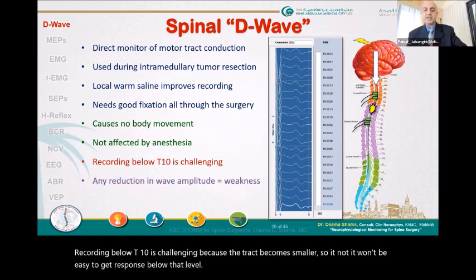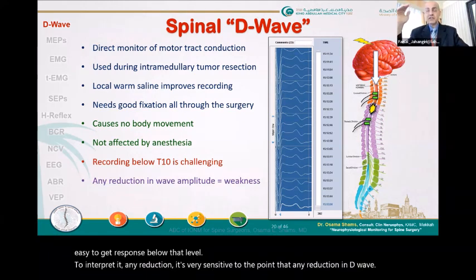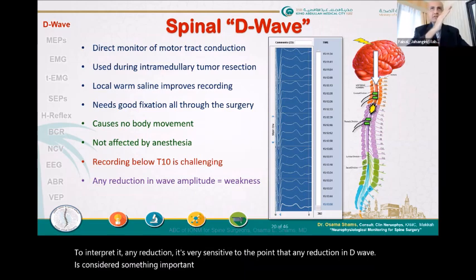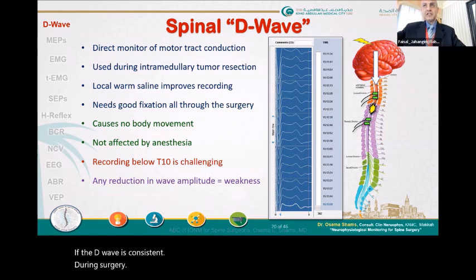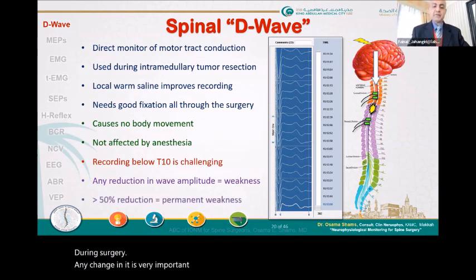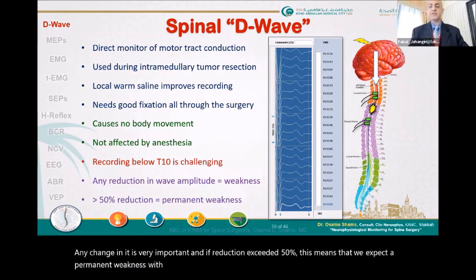To interpret any reduction, it's very sensitive, to the point that any reduction in the D-wave is considered important, unlike other modalities. If the D-wave is consistent during surgery, any change in it is very important. And if the reduction exceeds 50%, this means that we expect a permanent weakness in the patient. This is for the D-wave.